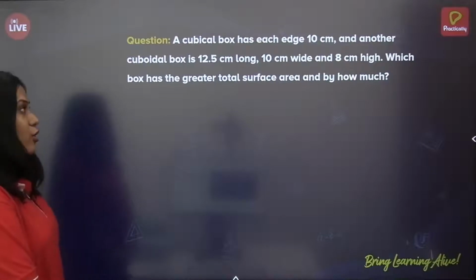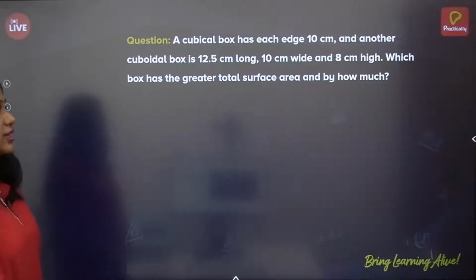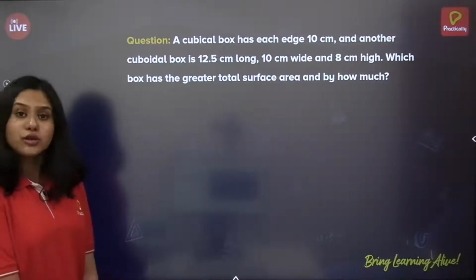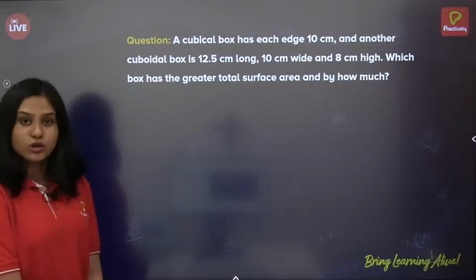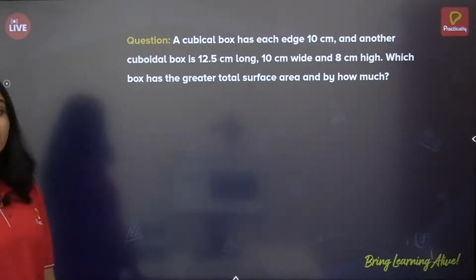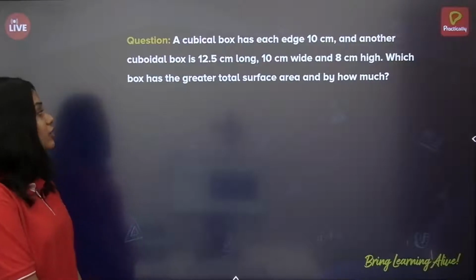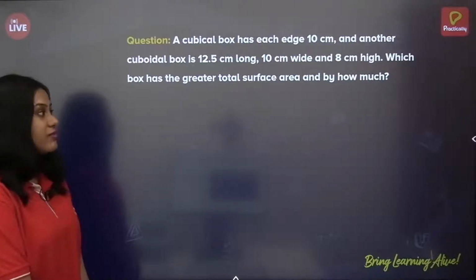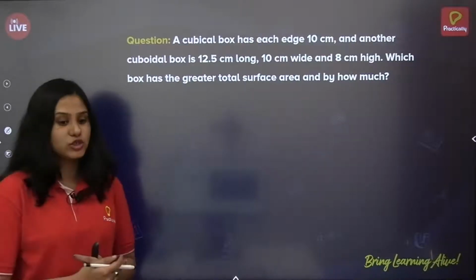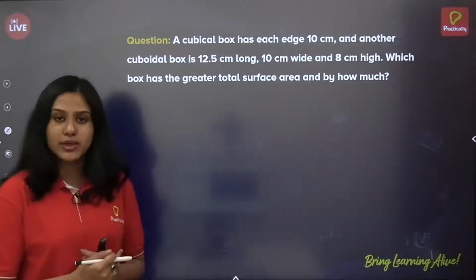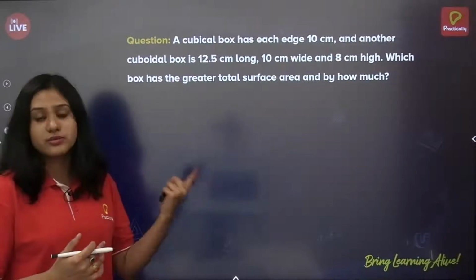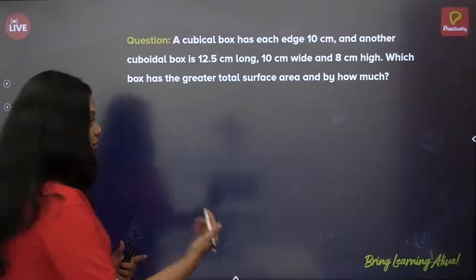A cubical box has each edge 10 centimeter, and another cuboidal box is 12.5 centimeter long, 10 centimeter wide and 8 centimeter high. Which box has the greater total surface area and by how much? Okay, so what does this question mean? First, let us draw a diagram. Let us visually represent it, okay?